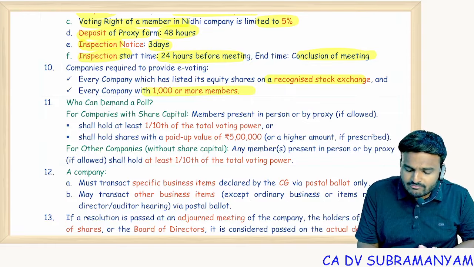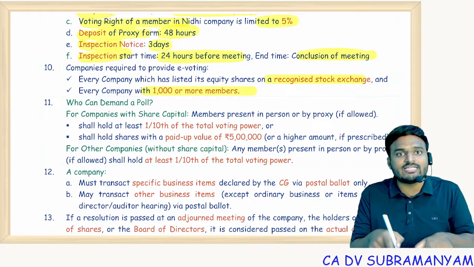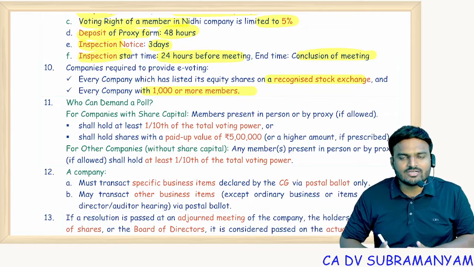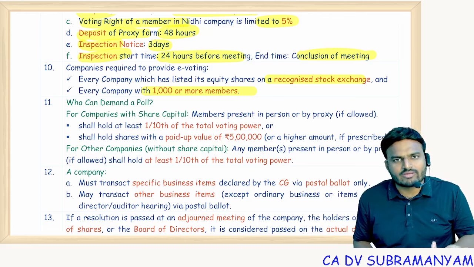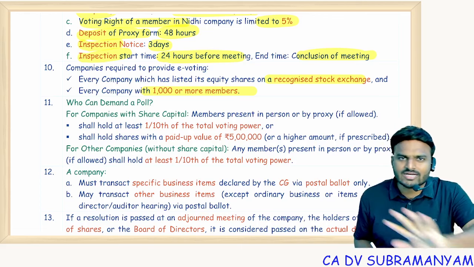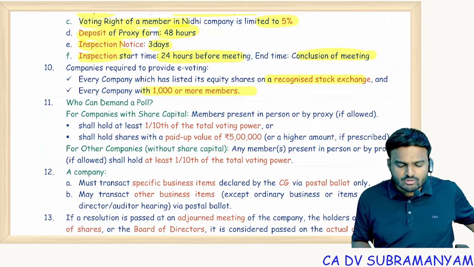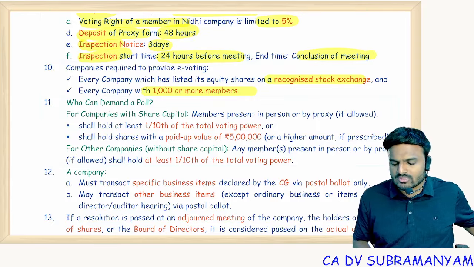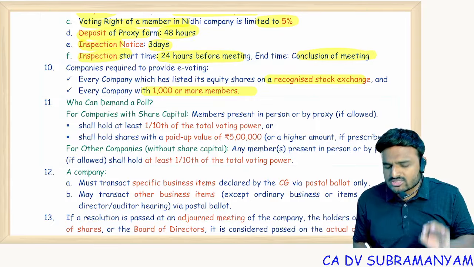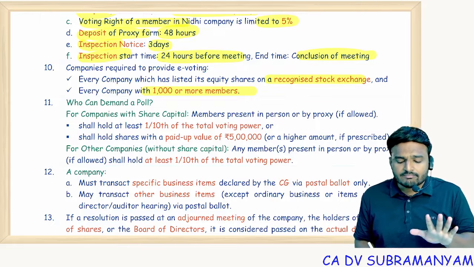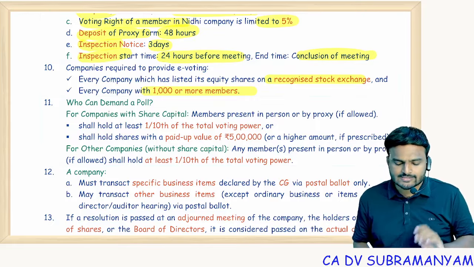And every company with 1000 or more members except Nidhi company. For Nidhi company, e-voting not required. That is covered in the rules, not there in our syllabus. Extra point I'm adding here. As per our study material, e-voting is applicable only to these two companies: one is listed equity shares companies, and the other is company having 1000 or more members.